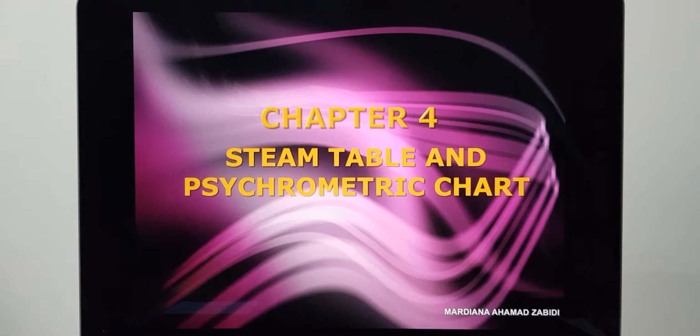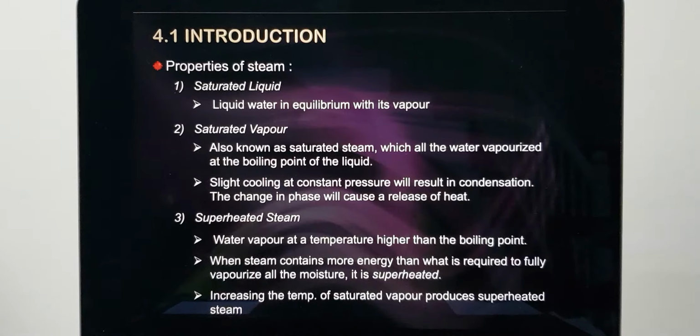Alright, so without further ado, now let's move on to the introduction for the steam table. For the steam table, you need to know what the properties of the steam are. The steam has three properties. The first one is known as saturated liquid. Saturated liquid is whereby the amount of liquid water is at the same amount as the vapor. In an enclosed container, liquid water is in equilibrium with its vapor.